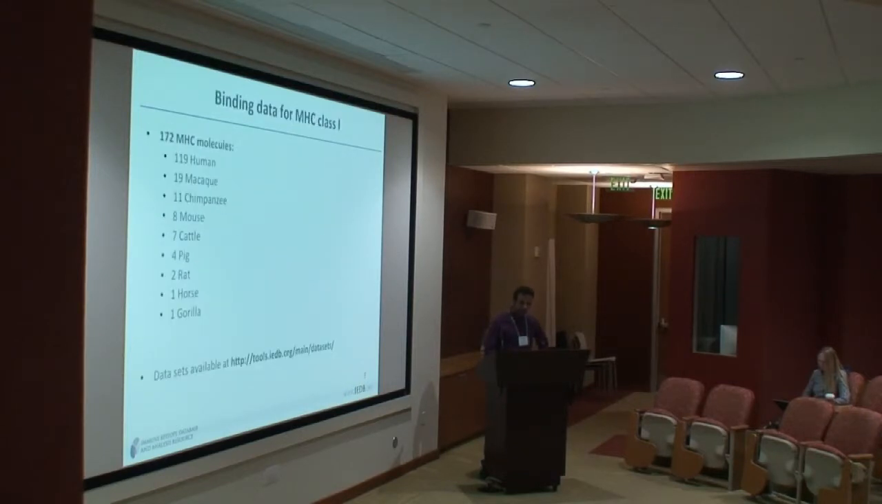So how much data do we have in IEDB for different MHC molecules? So we have 172 MHC molecules, and most of this data is coming from human, followed by macaque, chimpanzee, mouse, cat, and other species. So you can download this data from this link. If you want to evaluate your prediction model or you want to develop your own model, you can use this data set. This data is freely available.